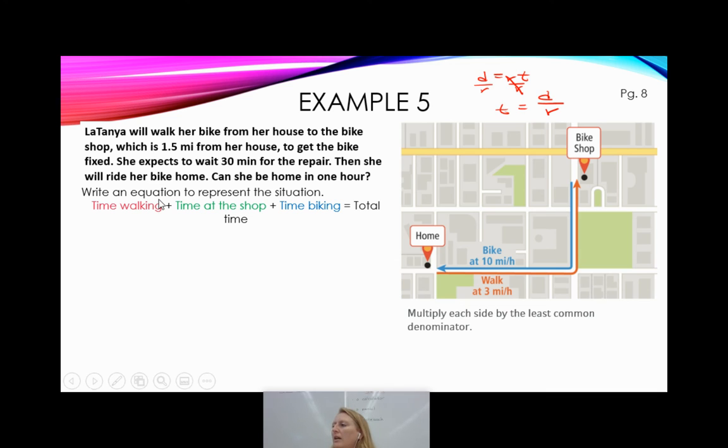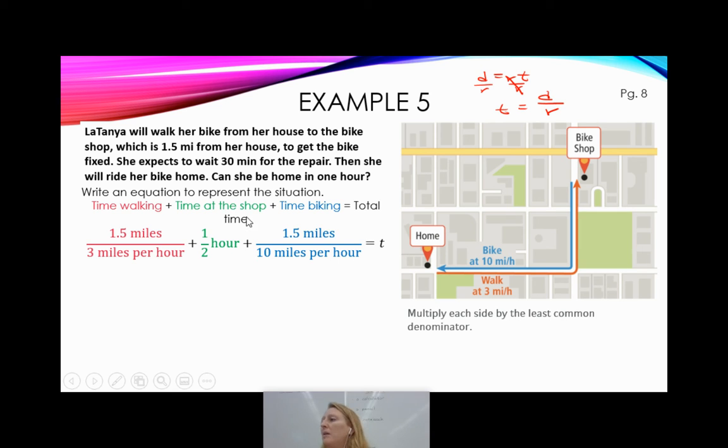I want the time walking. Well, the distance walking is 1.5 miles. The rate that she walks at is 3 miles per hour. So that's what I put here. The time spent at the shop, well, we don't even need distance for that. Time spent at the shop is 30 minutes, which is half an hour. I'm using half an hour, not 30 minutes, because I have 3 miles per hour, so I don't want minutes there. And the time biking: we know time is distance divided by rate. The distance is still 1.5 miles, that has not changed, divided by our rate, which we now said is 10 miles per hour.